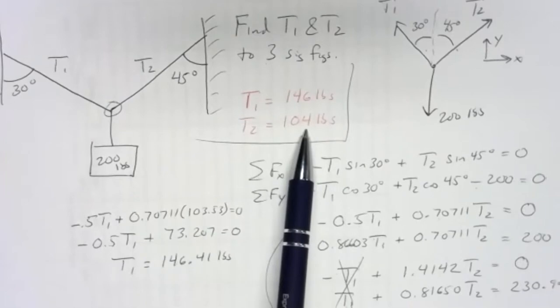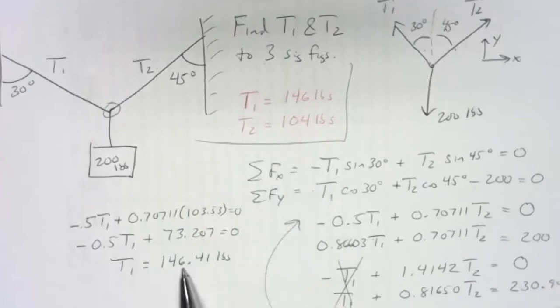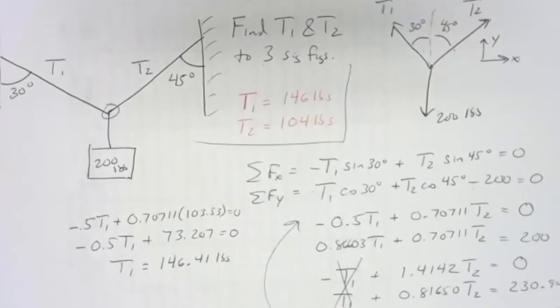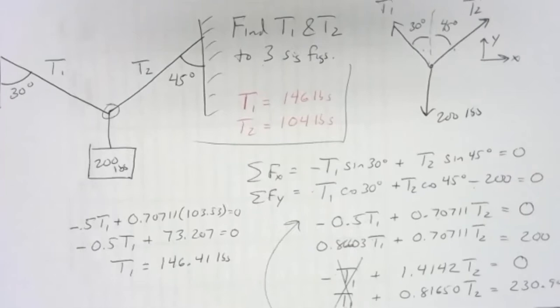For our final answers, we round to 3 sig figs, and that's pretty straightforward from these, 146 and 104. Any questions on this one?